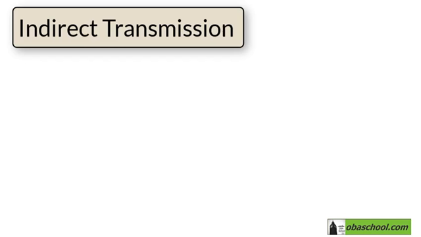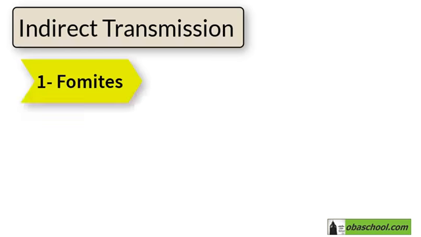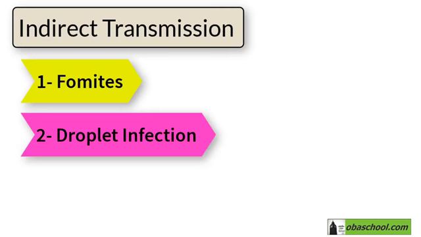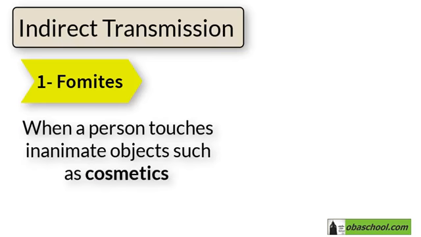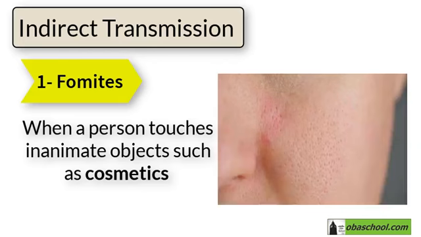On the other hand, pathogens can also spread from an individual to another indirectly. So indirect transmission is also divided into three categories, and it includes fomites, droplet infection, and vectors. In fomites, the pathogen is transmitted when the person touches an inanimate object, and this includes the cosmetics, which can transfer pathogens from an infected person to a healthy person.